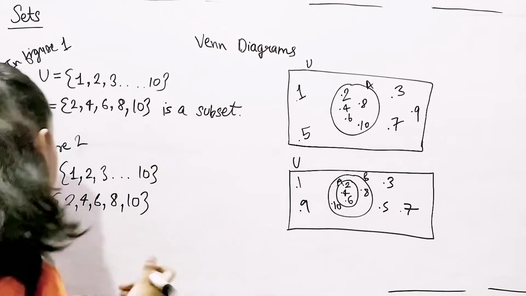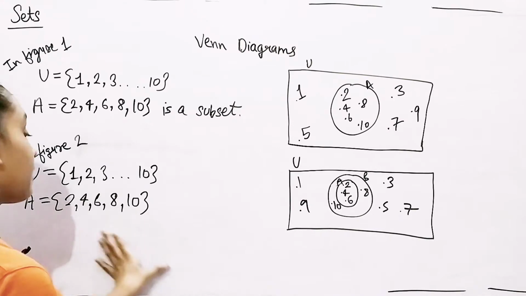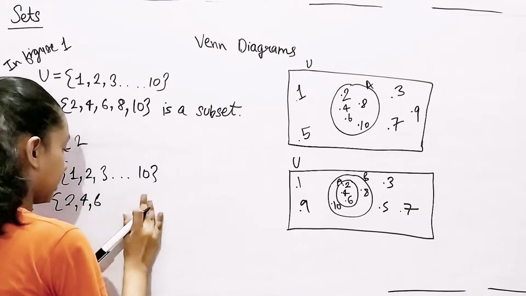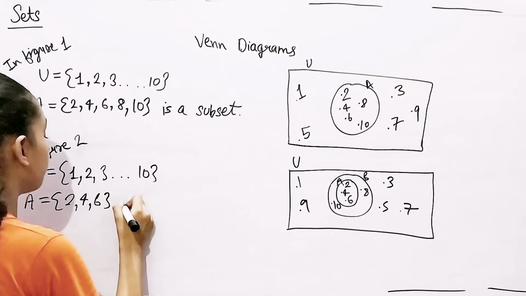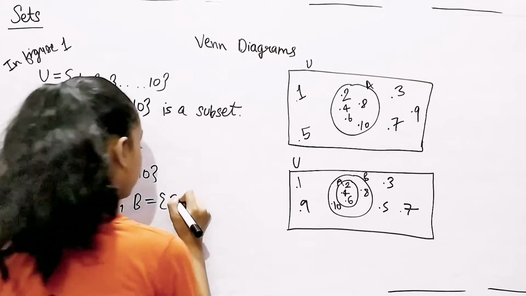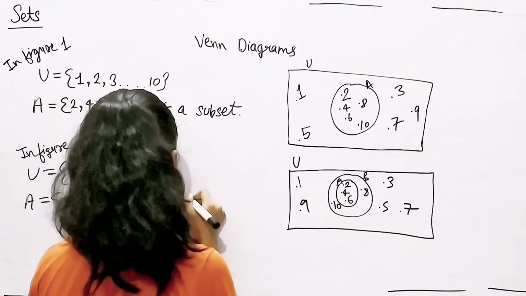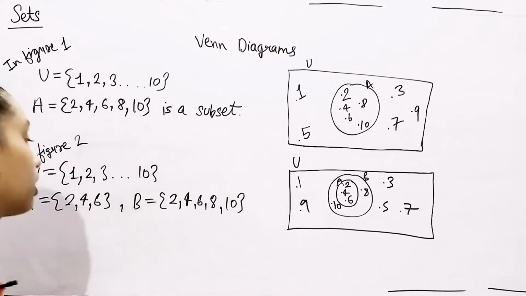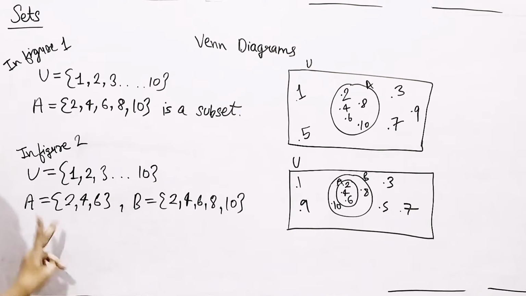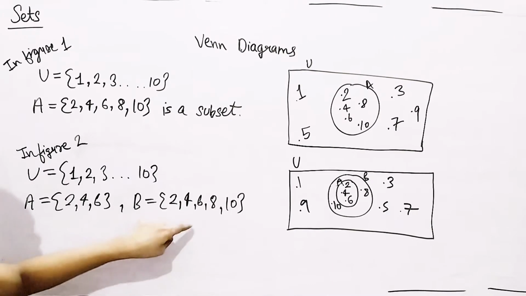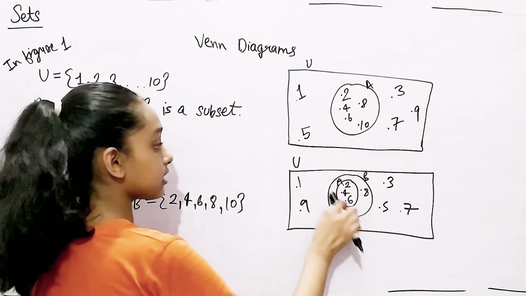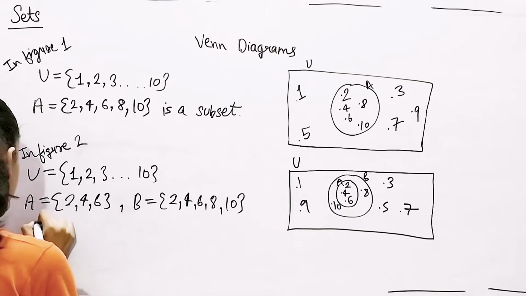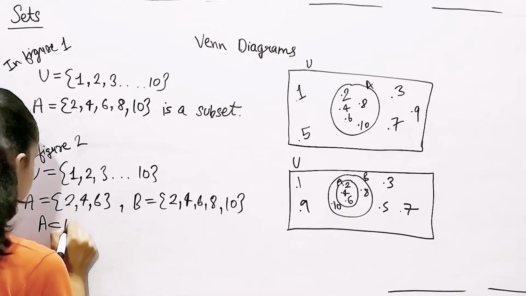That sounds better. So according to A, we have only 3 elements, and those are 2, 4, 6. But in set B, we have from 2 to 10: 2, 4, 6, 8, and 10. So in set A, we have 3 elements, 2, 4, 6, and in set B, we have 2, 4, 6, 8, 10. As you can see, this is a subset. So set A is a subset of set B.